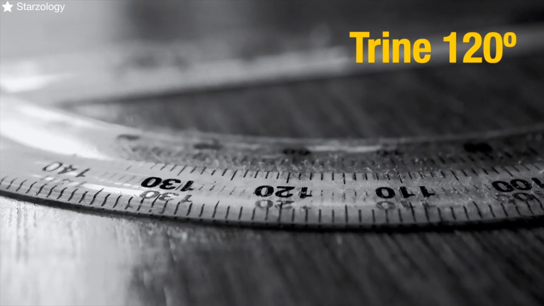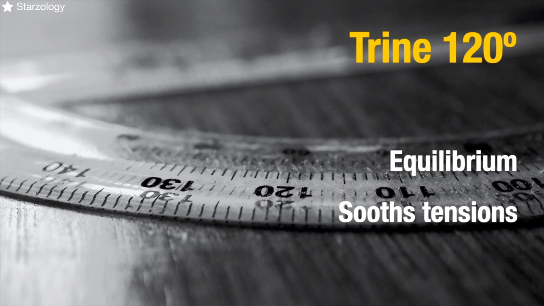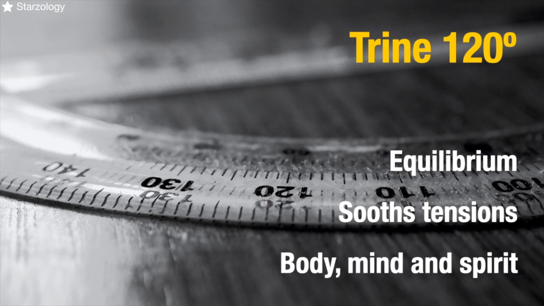Then we have the trine aspect. This is 120 degrees. The keywords here are equilibrium, soothes tensions, and body, mind, and spirit. So the trine is really your big good aspect. It's typically drawn in blue in charts. It brings equilibrium because, for the first time, we've now got 3 points to make our first triangle. So there is now a plane, whereas previously we only had a line.